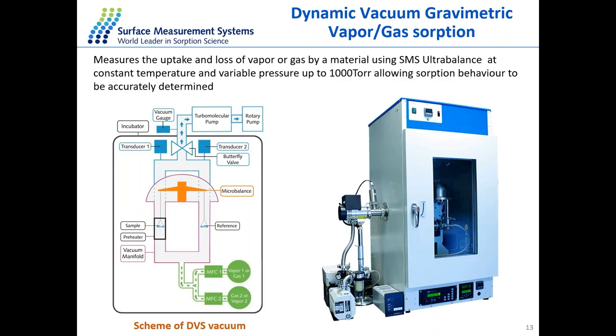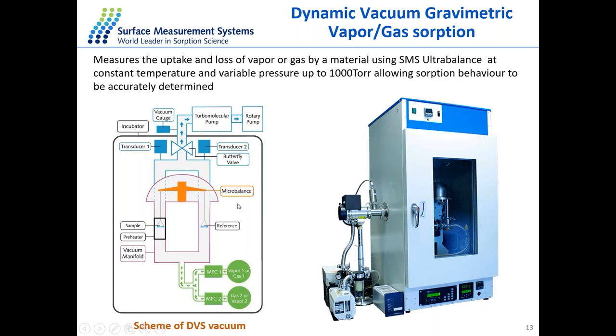So I'm going to mainly focus the rest of the talk on the gravimetric vapor gas sorption analyzer, in this case the DVS Vacuum. The DVS Vacuum measures the uptake and loss of vapor by a material using a balance at constant temperature and variable pressures up to 1000 torr, allowing sorption behavior to be accurately determined.